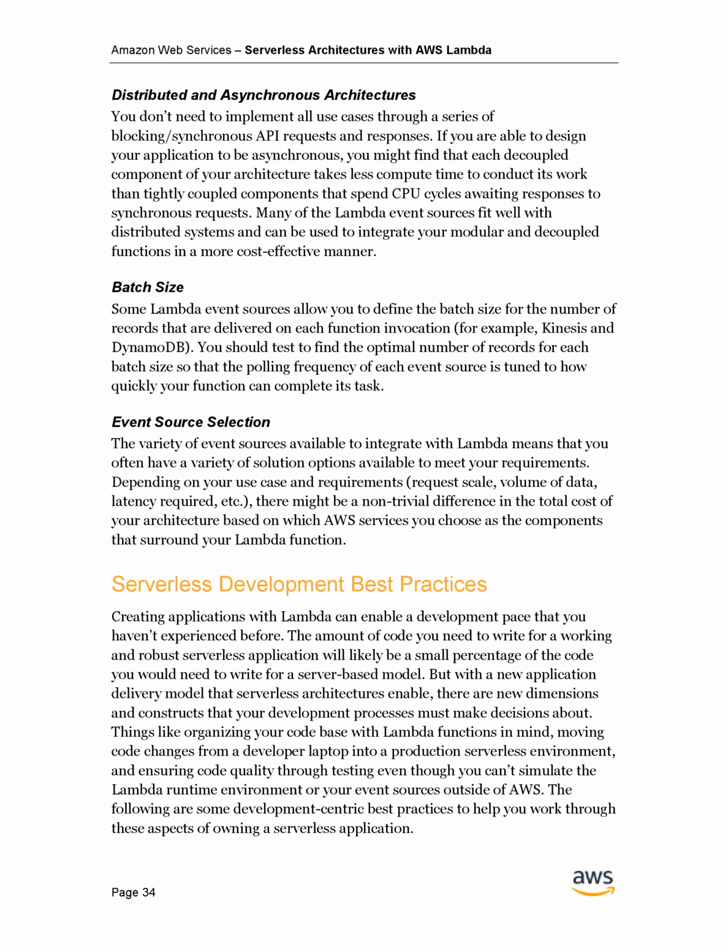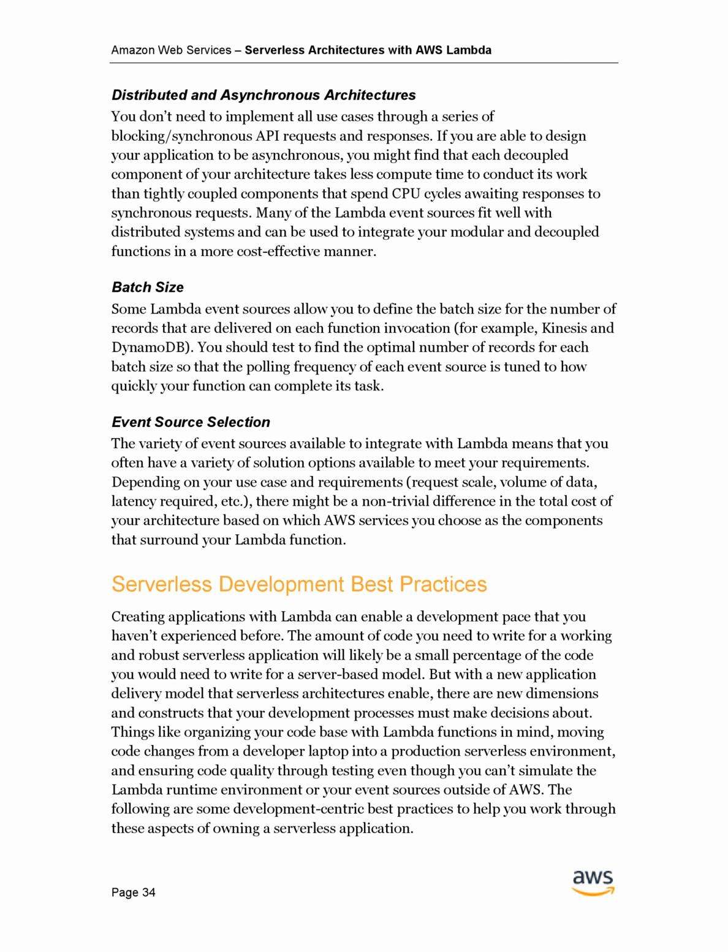Batch size. Some Lambda event sources allow you to define the batch size for the number of records that are delivered on each function invocation, for example, Kinesis and DynamoDB. You should test to find the optimal number of records for each batch size so that the polling frequency of each event source is tuned to how quickly your function can complete its task.